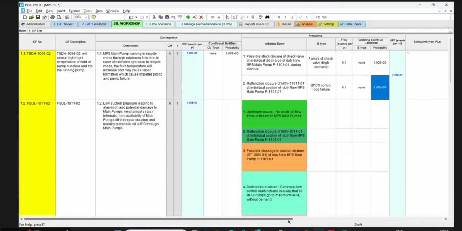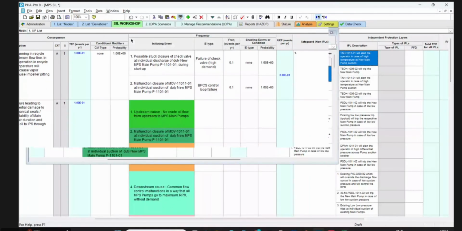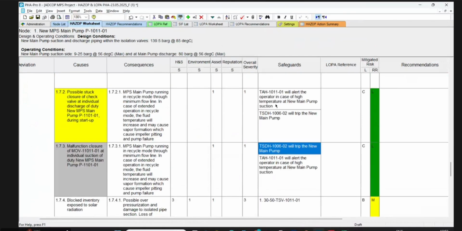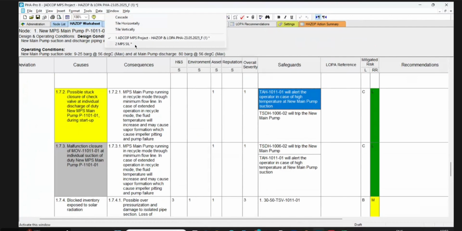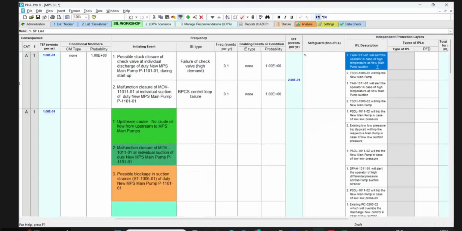So guys, now I'm moving on to the right side. If you see this safeguard, we have taken it from the HAZOP. I will go back in the HAZOP. So guys, this is the HAZOP, the TSDH, and this. In this case, we have got one alarm. So we are saying there is one alarm before the pump trips on high temperature. There is TAH 101101.